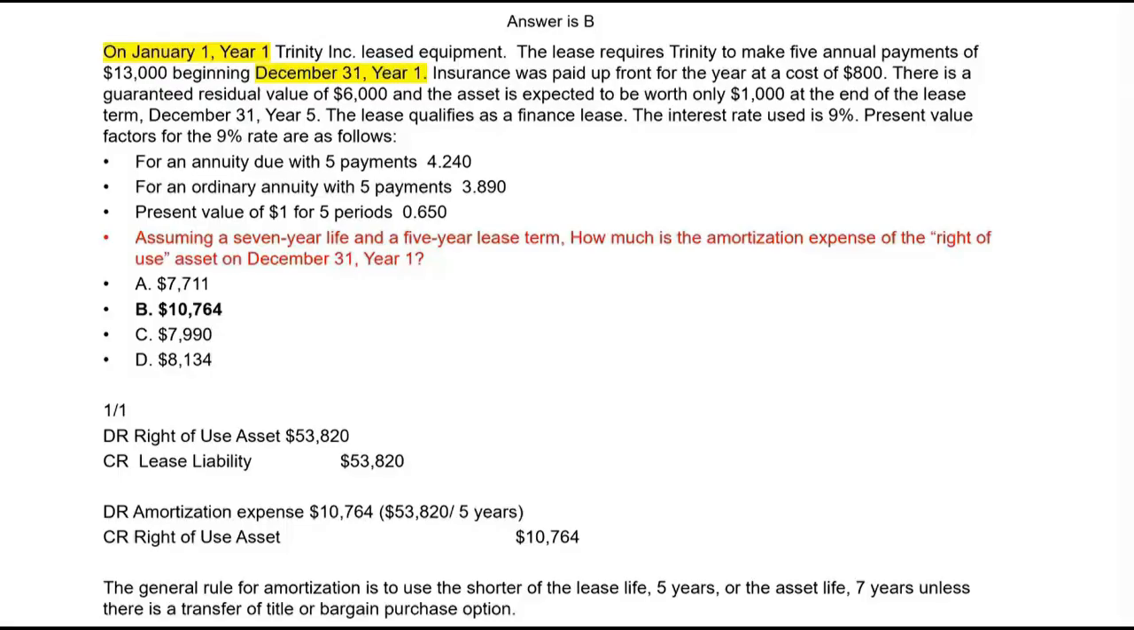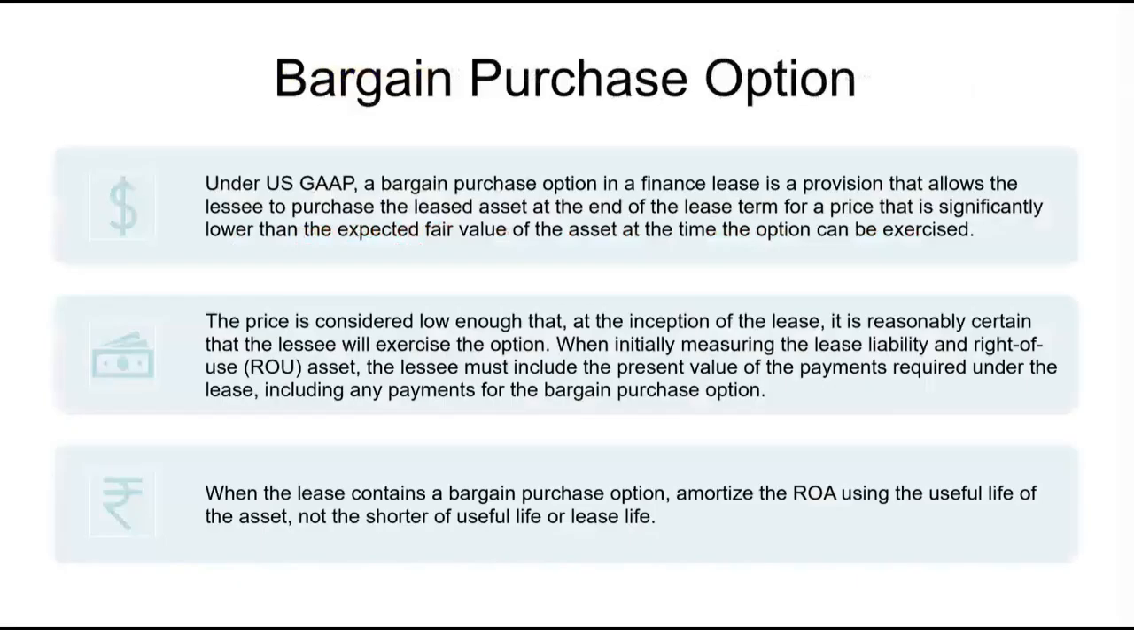So remember, when we amortize the right of use asset, the general rule is use the shorter of lease life or asset life, unless there's a transfer of title in the facts or a bargain purchase option, and then you would use the 7 years, the asset life. So we said a guaranteed residual could be in a finance lease, could be in an operating lease, but a bargain purchase option will only be in a finance lease.